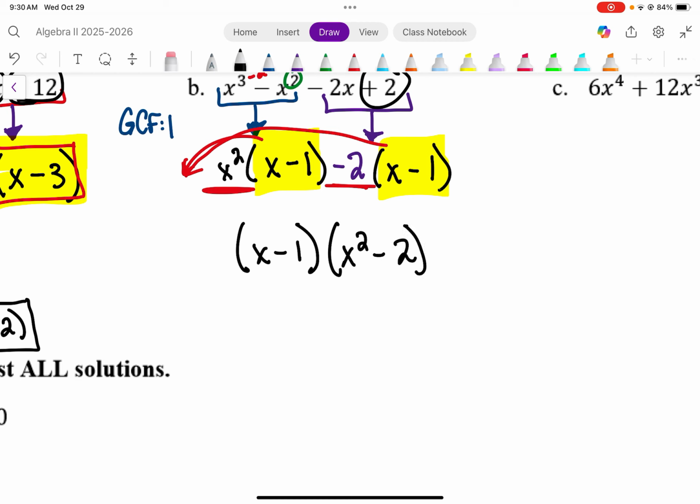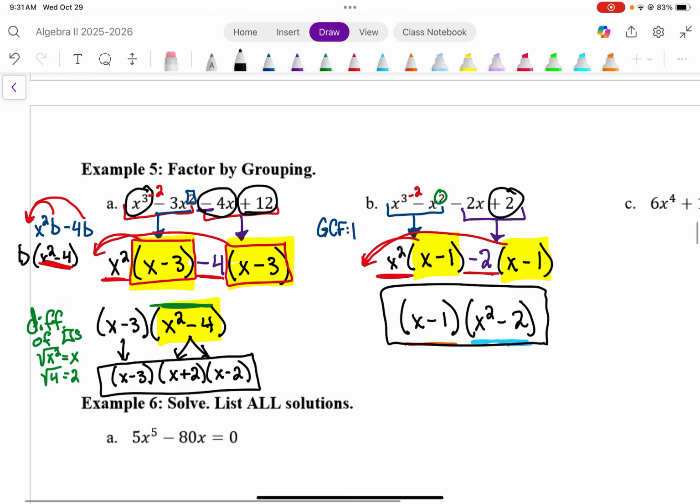Now I need to check, can I factor further? This first one, x minus 1, I don't have a common factor, and the exponent on the x is just a 1, so we're not going to factor any further. My second set, I do have an x squared, so that's squared, and we're subtracting, so I need to check, is 2 a perfect square? And it is not. So because that's not a perfect square, I am done factoring because I cannot factor that any further. Okay, so that's our answers for A and B.